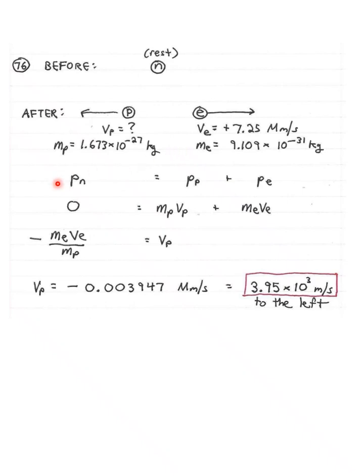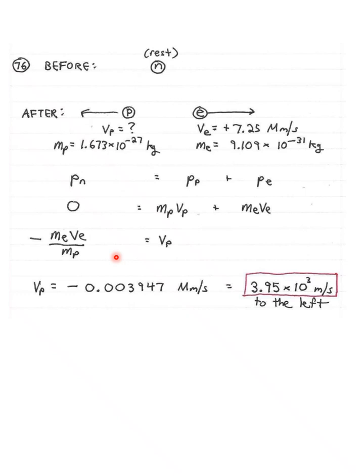So the momentum of the neutron, which is 0, is equal to, after the action, the momentum of the proton plus the momentum of the electron. That becomes m_p v_p plus m_e v_e. We're going to solve for the velocity of the proton. We get negative mass of the electron times velocity of the electron over mass of the proton.